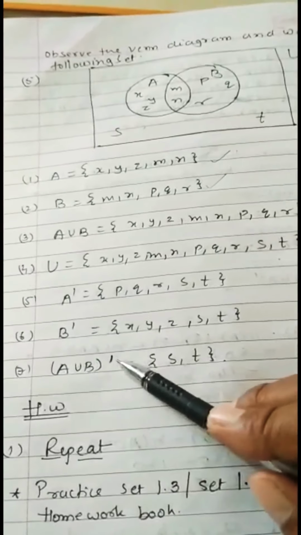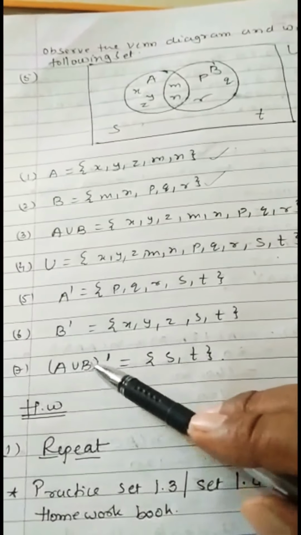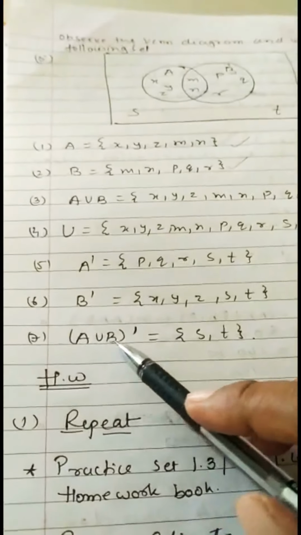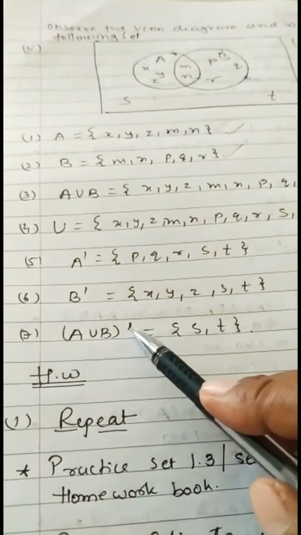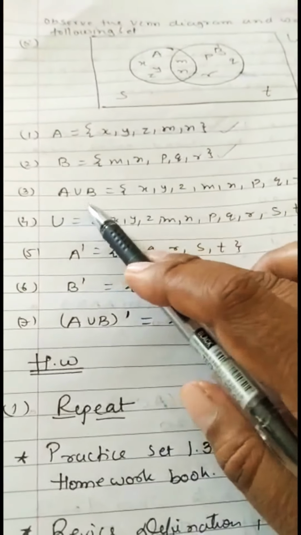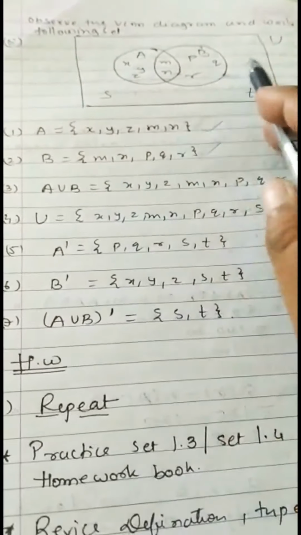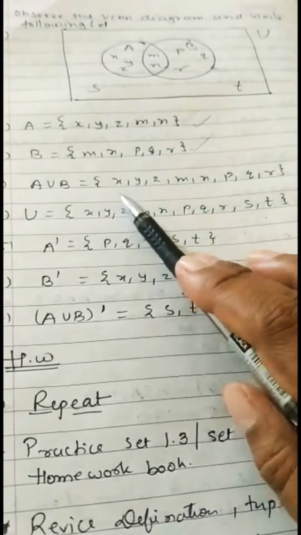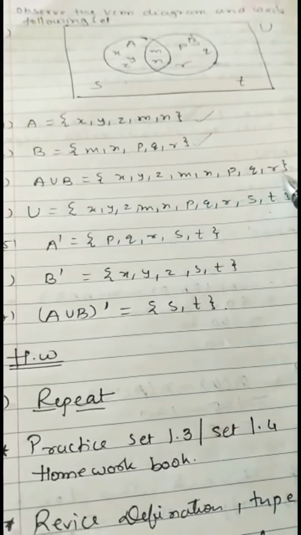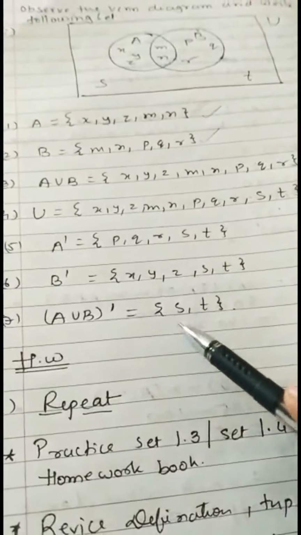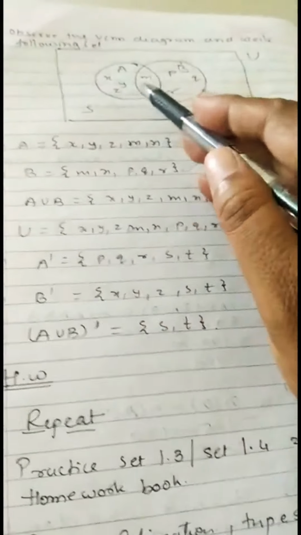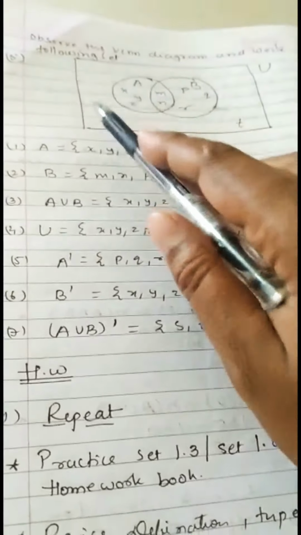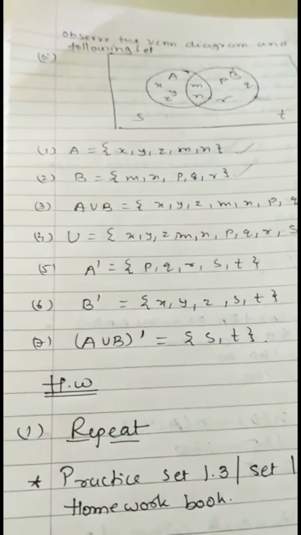A union B complement means the elements which are not in the union. Therefore, what is A union B complement? It is the complement of A union B, meaning elements from U other than A union B. So we will not write X, Y, Z, M, N, P, Q, R from U. So what remains in U? That is S and T. You can observe from the Venn diagram, A and B are these two circles. Out of these two circles, whatever elements are present in U is A union B complement.